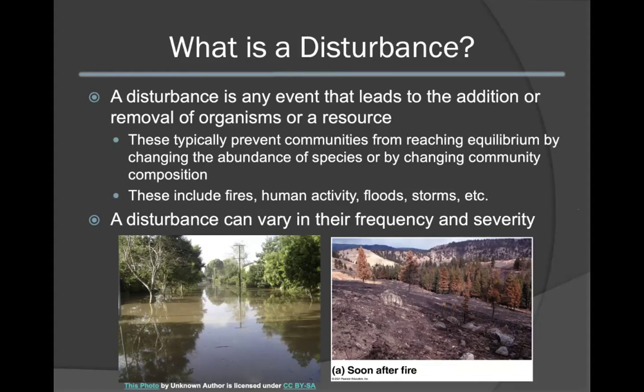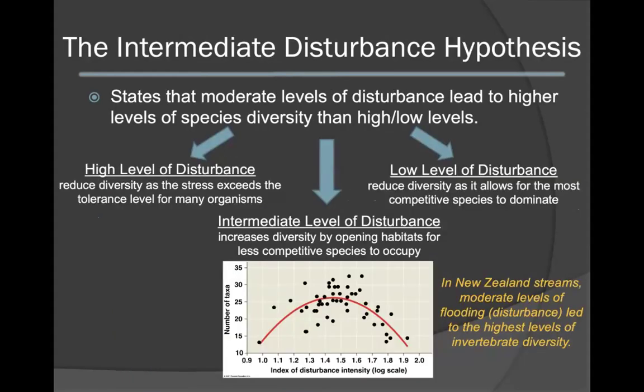A disturbance can also vary in their frequency or how often they occur, or in their severity or level of effect. A predominant theory to evaluate the effect of disturbances involves the intermediate disturbance hypothesis. This states that moderate levels of disturbance may lead to higher levels of species diversity than high or low levels. This is because at low levels of disturbance, the diversity of the system is typically reduced. This will allow for the more competitive species to dominate.